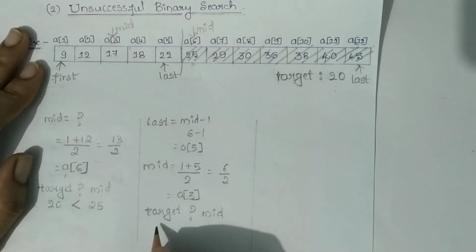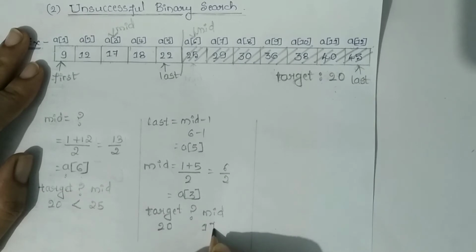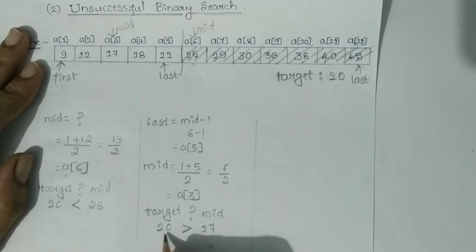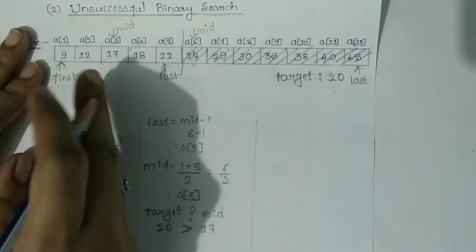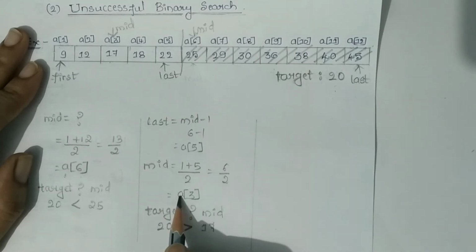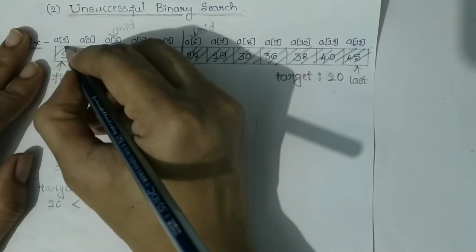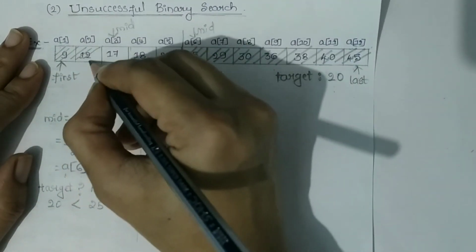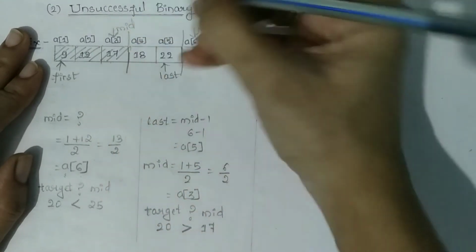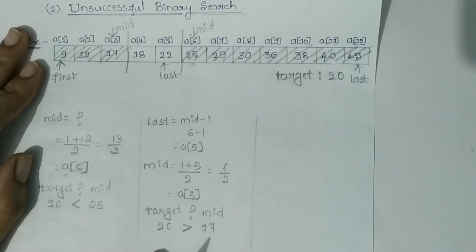What is the target value? Target value is 20. Middle value is 17. Here the target value is greater than the middle value. It means the target value is present in the greater part, not in the lesser part. We have to eliminate the list from array of 1 to array of 3. I will eliminate this part. Now only 2 elements are left in the list.